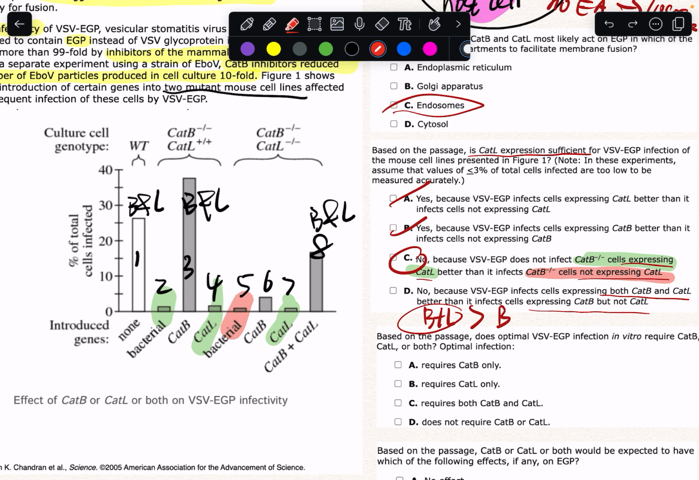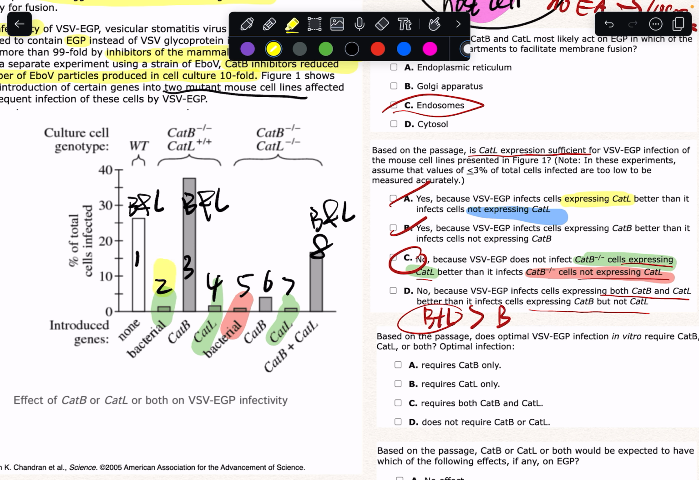So now let's analyze another one. Let's analyze A. A says yes, because VSV EGP infects cells expressing cat L better than it infects cells not expressing cat L. So I assume this is expressing only cat L. Now let's highlight those. Let's first highlight the cells that are only expressing cat L.